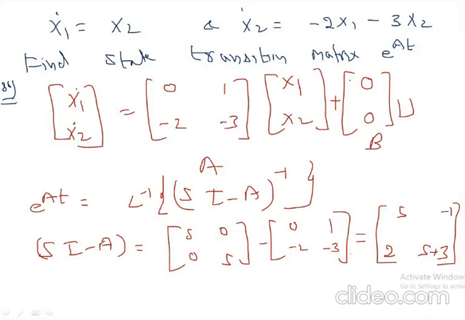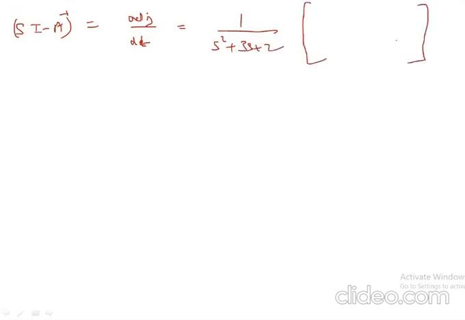The next step is (sI minus A) inverse. All of you are aware that the inverse is equal to the adjoint divided by the determinant. If you multiply out the determinant, you will get s square plus 3s plus 2. And the adjoint of that matrix will be s plus 3, 1, minus 2, and s.